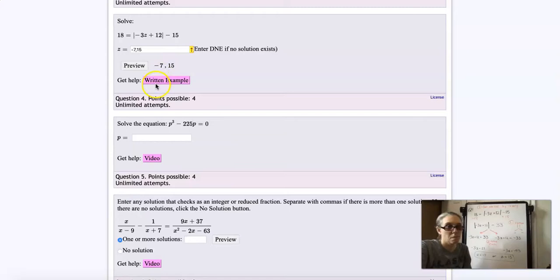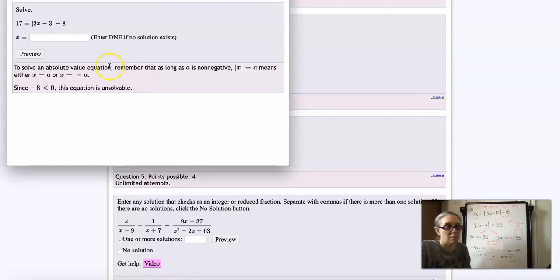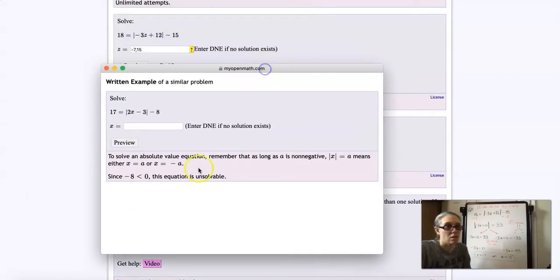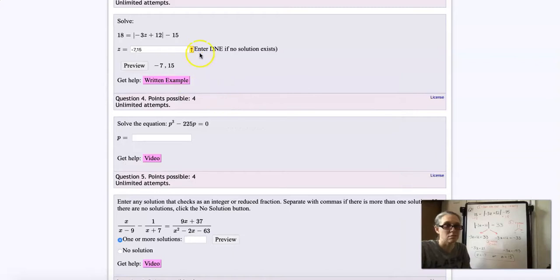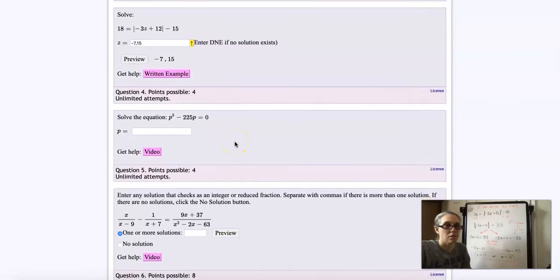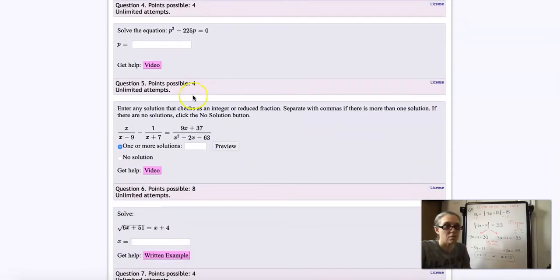Next, you're going to solve question number 5, which is the equation p cubed minus 225p. And by the way, remember there are videos and written examples, and so you can look at how to do that. So that one doesn't have a long written example, but you have a video right here to watch me. Okay. So next what we want to do is we want to do number 5, which is the equation p cubed minus 225p is equal to 0. So I'll go ahead and just do it right here.